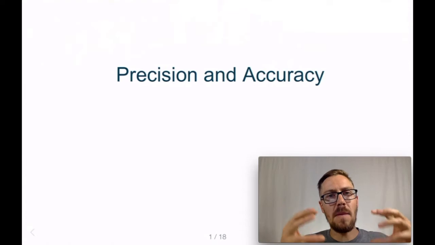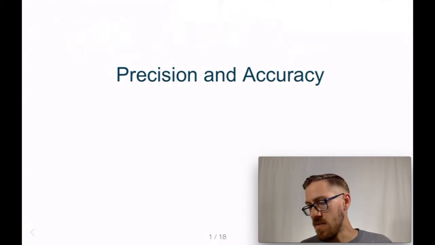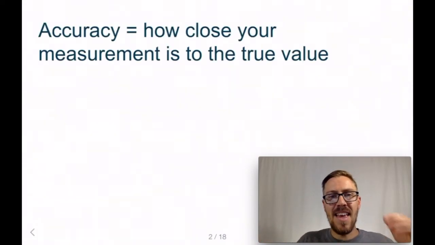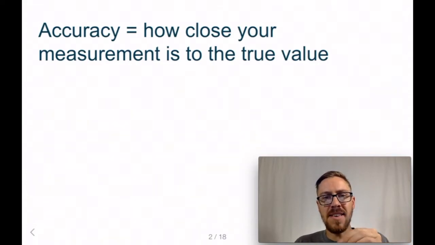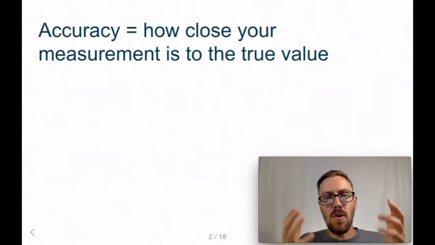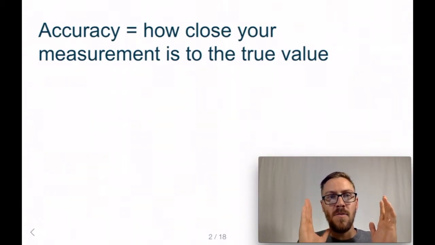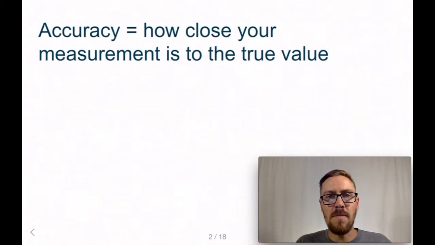So when we talk about precision and accuracy, what we're talking about is how do we take good measurements. And so those measurements can be both precise and accurate, or one or the other. So for example, accuracy is how close your measurement is to the true value. It's basically how generally ballpark correct your measurement is compared to what the real measurement for that object is.